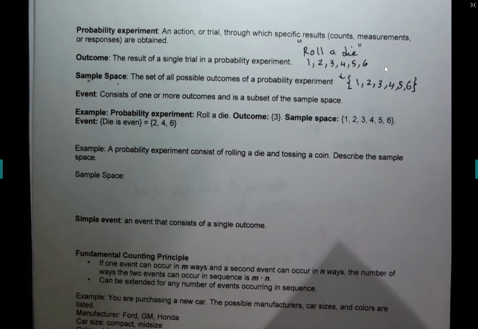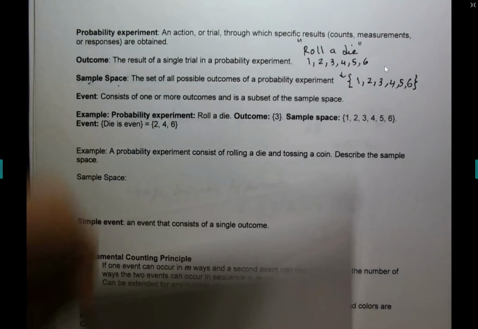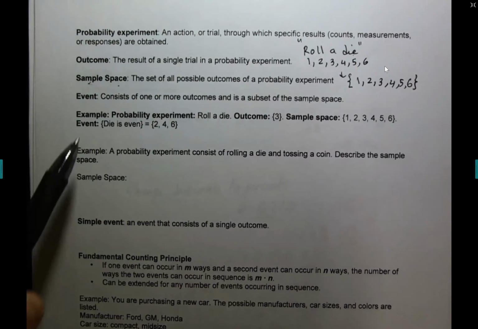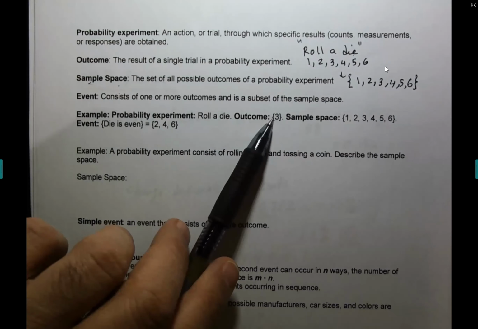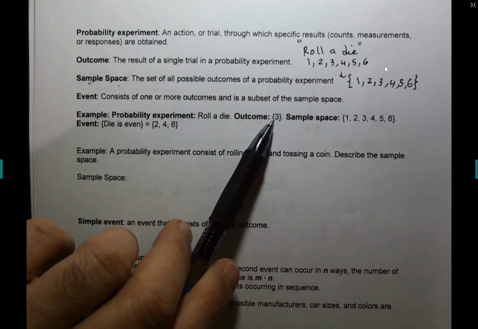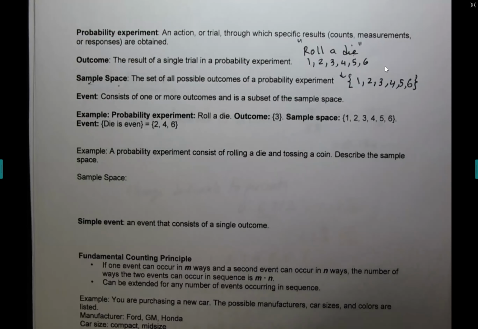What is an event in probability? An event consists of one or more outcomes, and it is a subset of the sample space. I'm going to give you an example. You roll a die. You would win if you get a 3. So what's your event? Your event is the 3. It has only a 3 in it, and your chance of winning, just this event, is 1 out of 6.